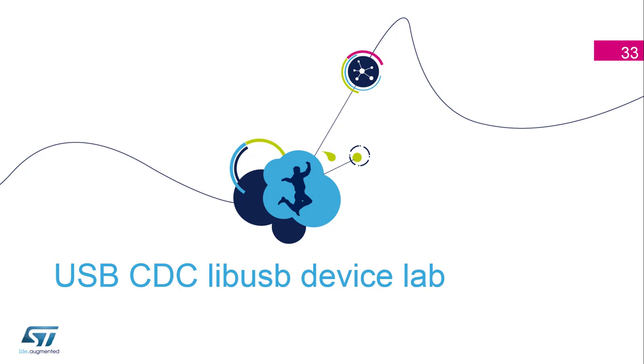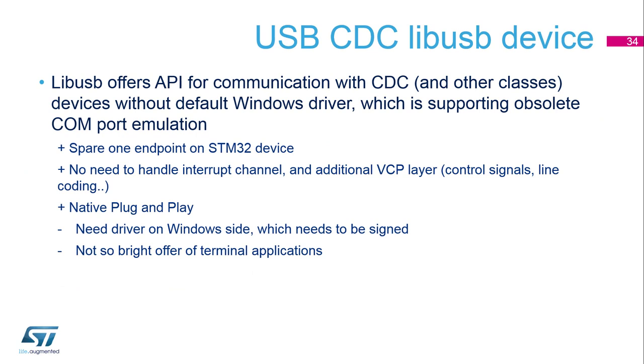So as an alternative, we are proposing the usage of libusb. Libusb is an open source API available on both Windows and Linux. With this driver, you can spare the one endpoint, because there is only one bulk in, bulk out. That also means you don't need to handle the interrupt channel, no signals, no line coding like before, so it's also a bit easier. An additional advantage on the Windows side is that there is no additional layer for the VCP. And the biggest advantage is the native plug-and-play support.